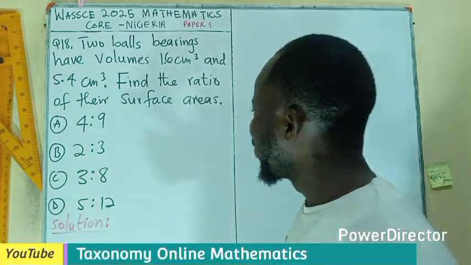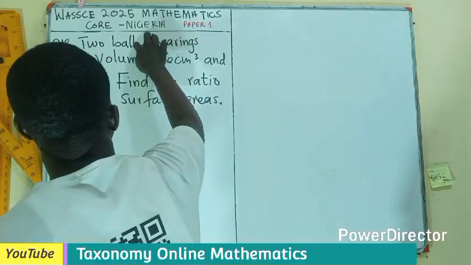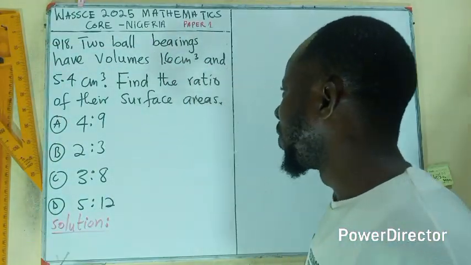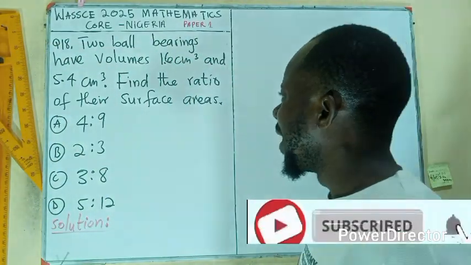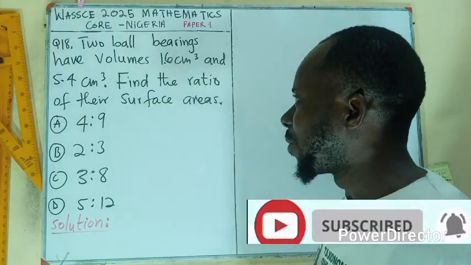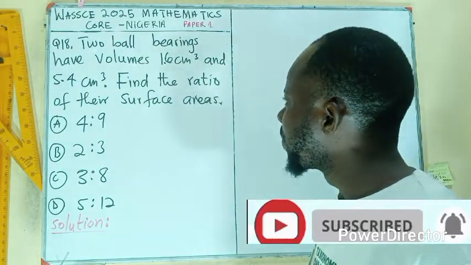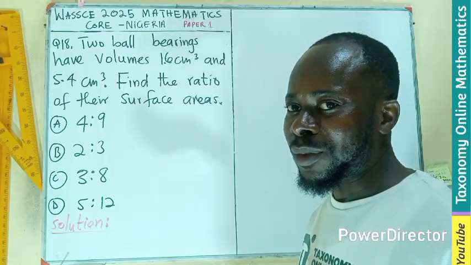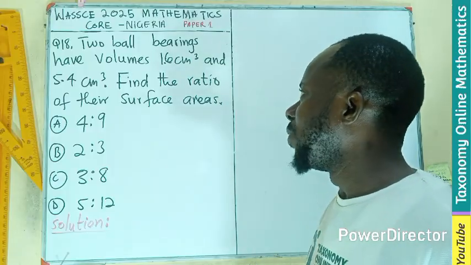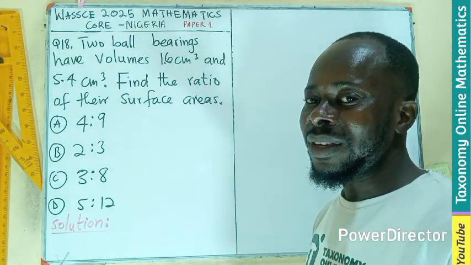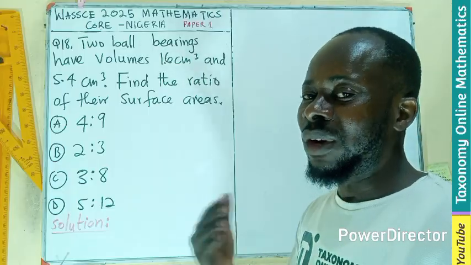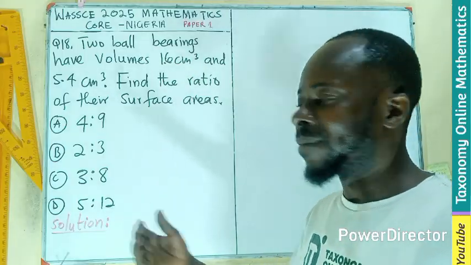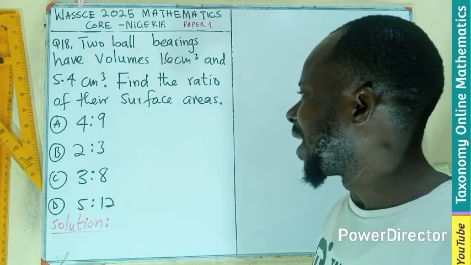Two ball bearings have volumes of 1.6 cm³ and 5.4 cm³ respectively. We have to find the ratio of their surface areas, not even the volume. So we need to know what a ball bearing is. It is in the form of a sphere, so the volume of the sphere is provided for the first and the second one.